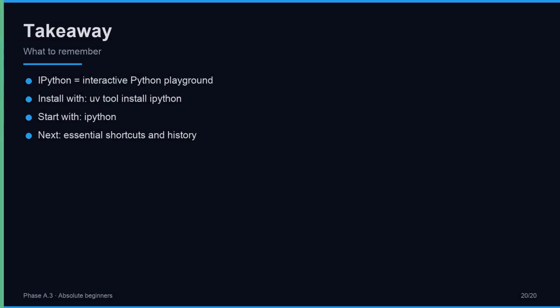Remember, ipython is your interactive playground. Install with uv tool install ipython. Start with the ipython command. Next lesson, the must-know shortcuts and how to refer to previous cells and outputs. Especially remember, ipython equals interactive Python playground. Let that settle, then we take the next small step.